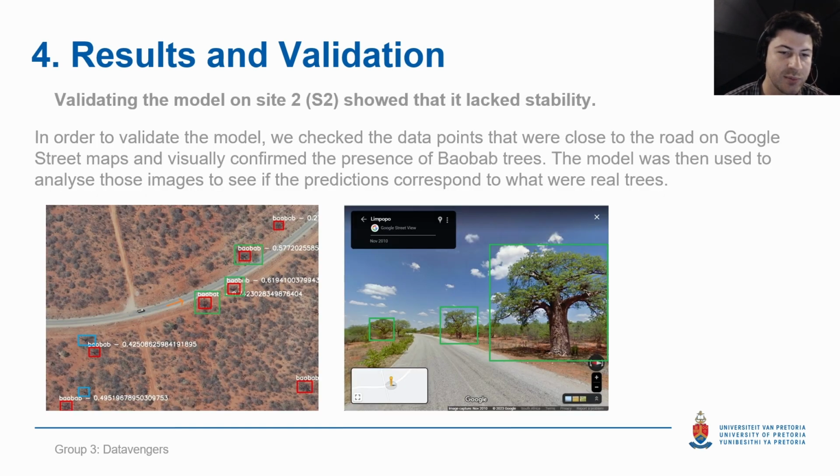The validation step was done with trees next to the road, where we could actually utilize Google Street Map to visually see that it is Baobab trees. On the left-hand side, you can see the red boxes are the trees that the model identified. Green is where it identified it correctly, and blue is where it missed trees that we could actually see from the road, or Baobab trees.